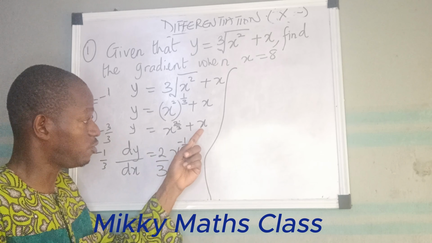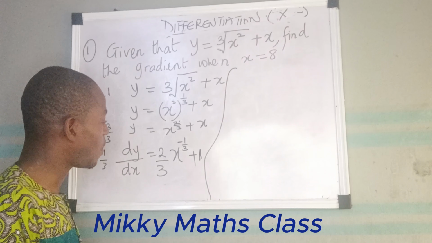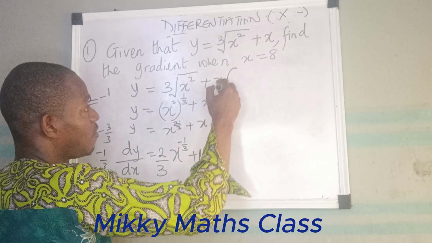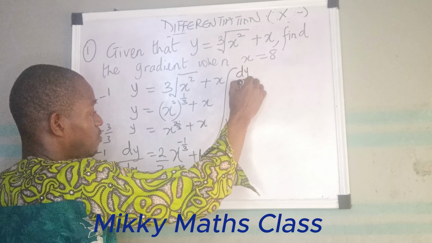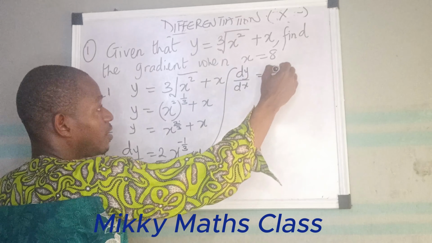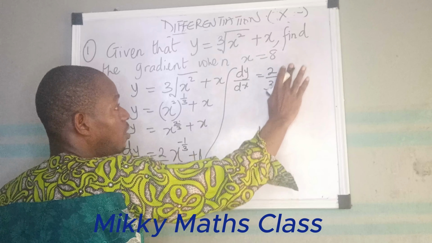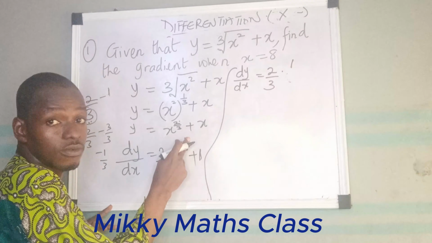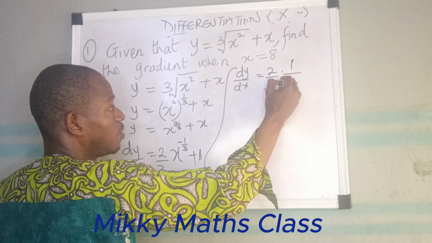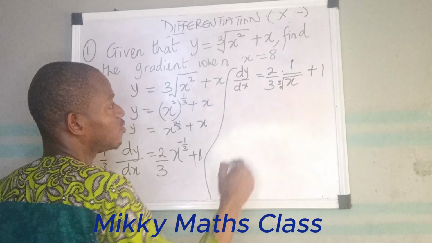Plus, when you differentiate x, you get 1, plus 1. So having differentiated that, our dy over dx is equal to 2 over 3 times, this is the same thing as saying, 1 over the cube root of x, plus 1, since this is negative 1 over 3. So let's input the value.